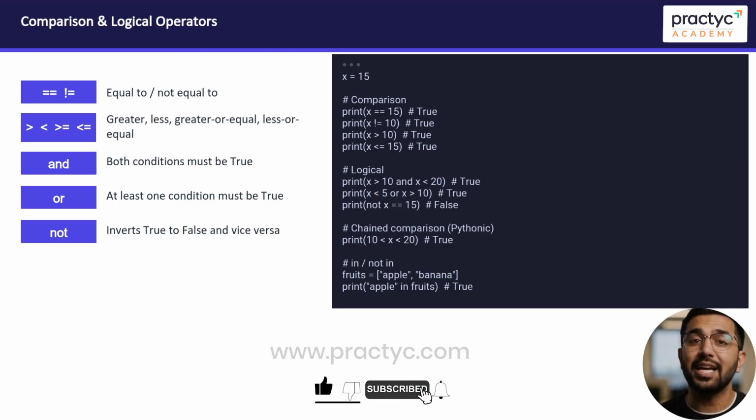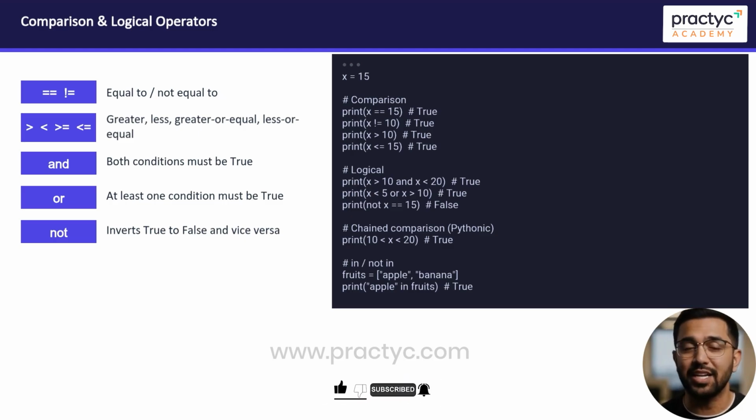Chained comparisons like 10 less than x less than 20 are Pythonic. Use in to check membership in lists. Example: 'apple' in fruits.